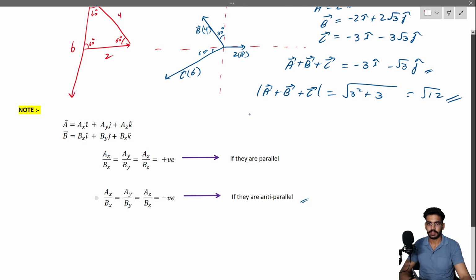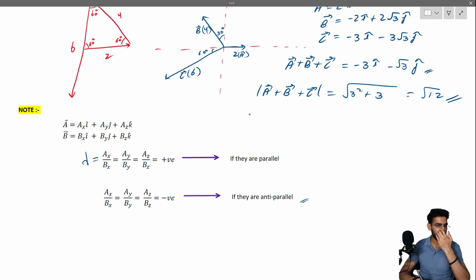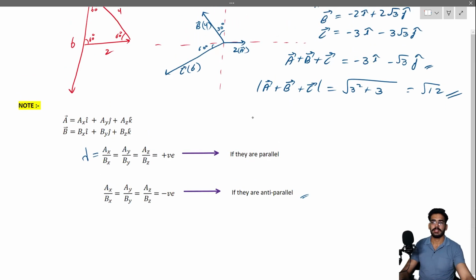So if you want to find out whether it's parallel or anti-parallel, and if the ratios are not equal, that means they are not parallel or anti-parallel. If it is coming equal and the ratio, whatever it is, lambda, is positive, then it is parallel, and if it is negative, then it is anti-parallel. I hope this is clear. Okay, thank you.